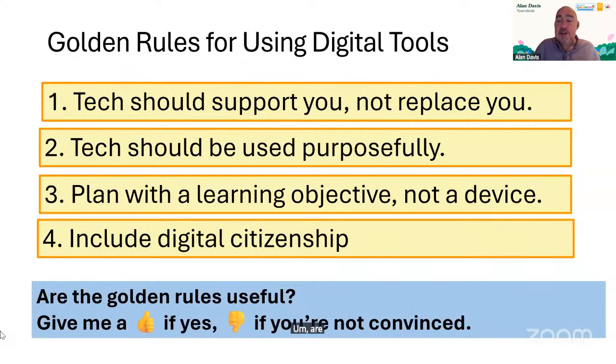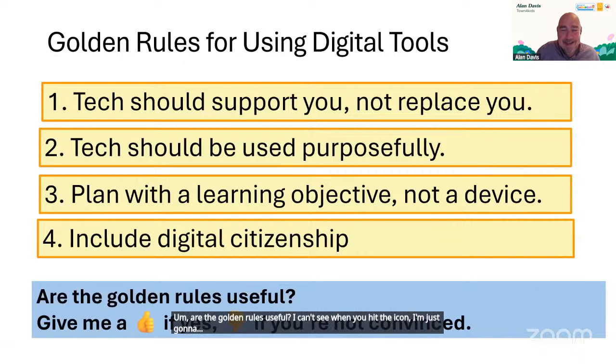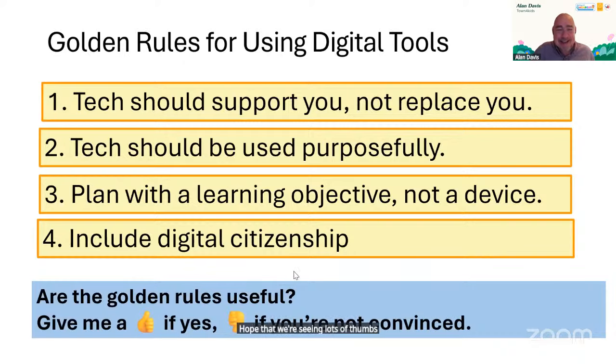Are the golden rules useful? I can't see when you hit the icon. I'm just going to hope that we're seeing lots of thumbs up. I see a yes, lots of smile on thumbs up. Angeli's face. That's a lot of thumbs up. I don't know why you're not seeing it. So many thumbs up on there. I really can't see. I'm sorry. Okay.